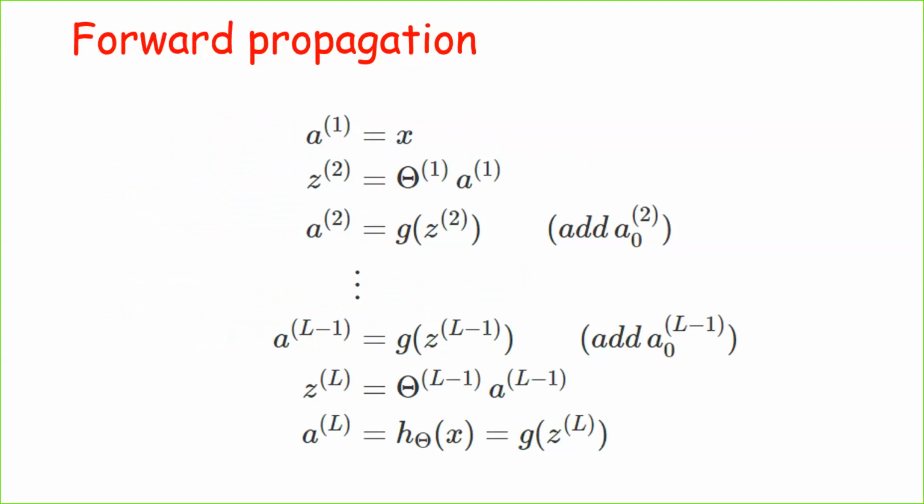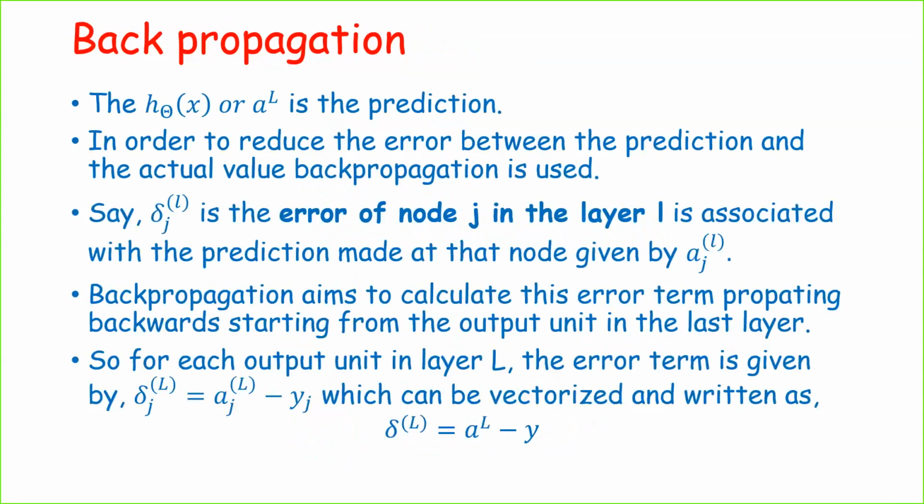We take the activation units at layer 1 as the inputs, multiply them with the corresponding weights, we'll get the net sum. Add the bias term and then give it to the sigmoid function. You will get activation unit 2. Multiply them with theta 2, add the bias term, give it to the sigmoid, repeat the process till the last layer. You will get the hypothesis at the layer L. Activation unit L, where L is the last layer, is the hypothesis representation. Now this is the forward propagation.